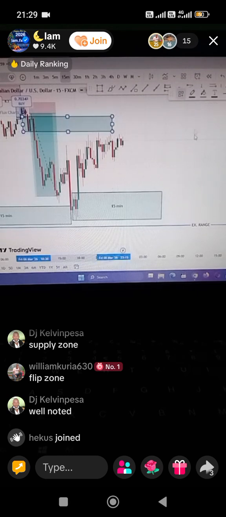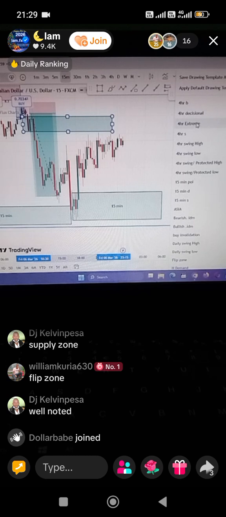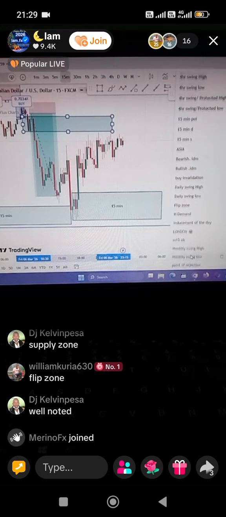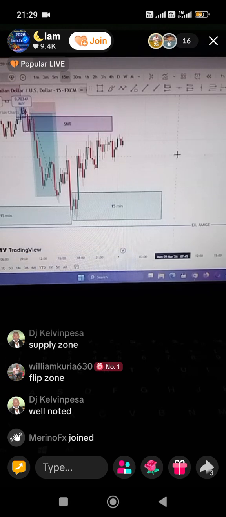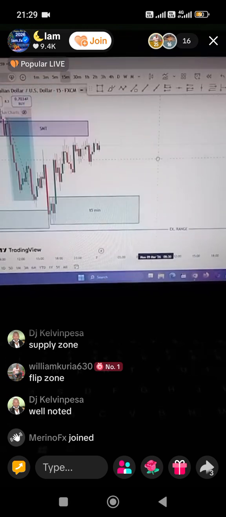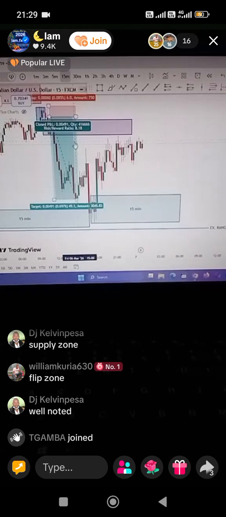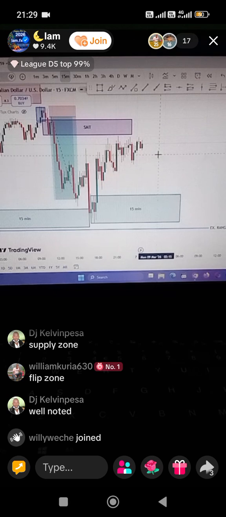But you know what? This supply zone won't give them long-term sellers. It's more of a smart money trap. Let me mark it with a purple color. So I'm seeing this is more of a smart money trap. Why? Because I've seen what's happening on the weekly time frame.